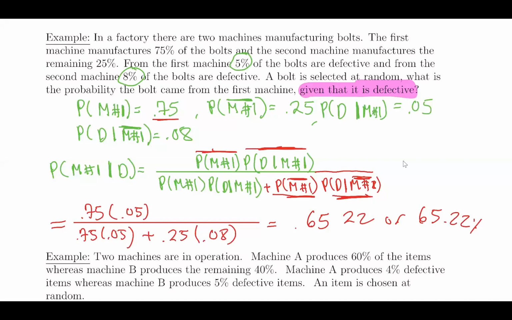And that's the answer for that second problem. Any questions in regard to how we got the probability for the second problem?